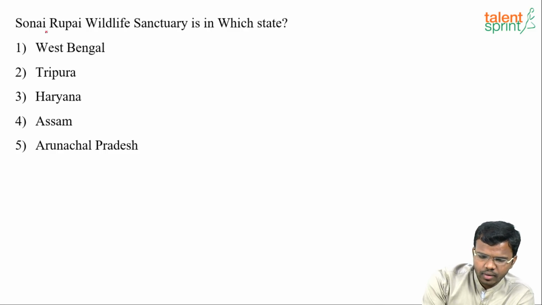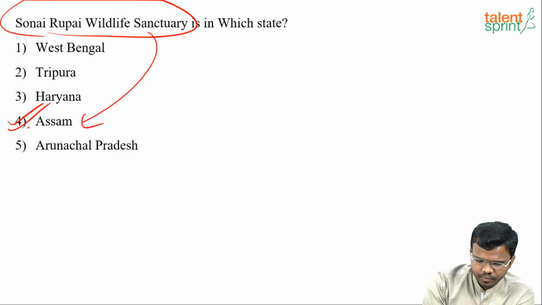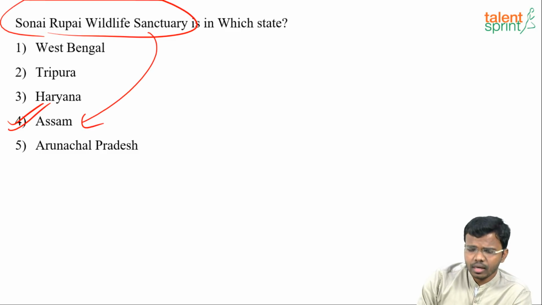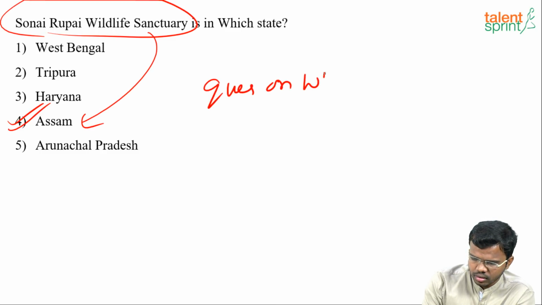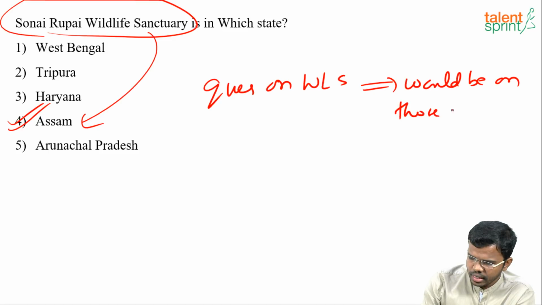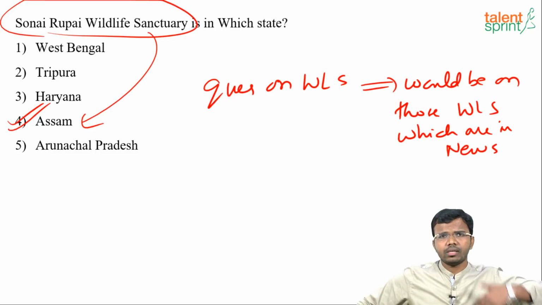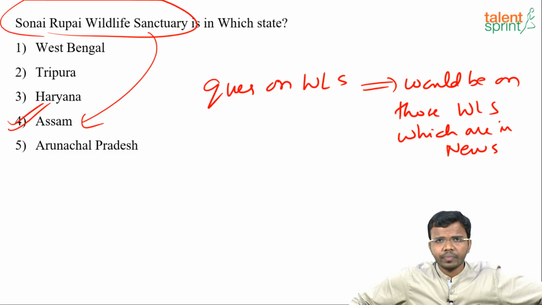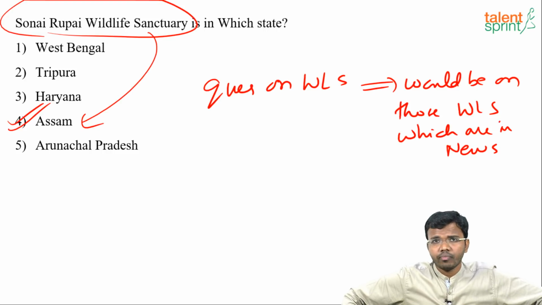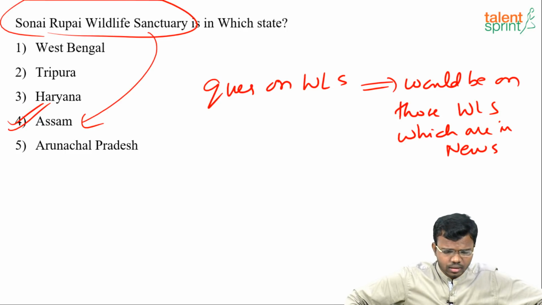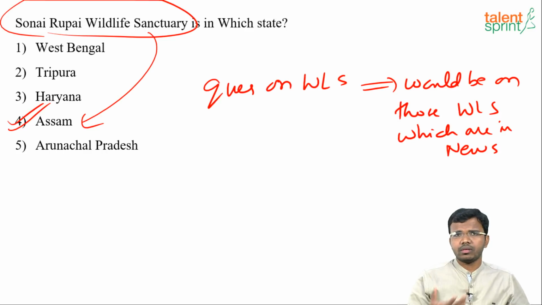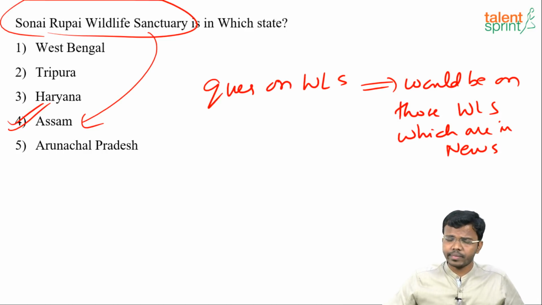Yes, Sonai Rupai Wildlife Sanctuary is in the state of Assam. Generally, the questions on wildlife sanctuaries would be on those sanctuaries which are in the news. Either some tiger has died, or some tigers were relocated from one sanctuary to another. It is difficult to memorize the 500 plus wildlife sanctuaries. If you don't know the sanctuary, try to get the name of the state from the name of the sanctuary, or else skip that question.